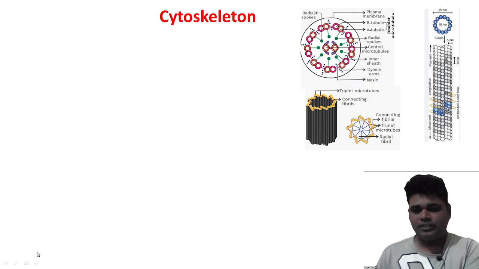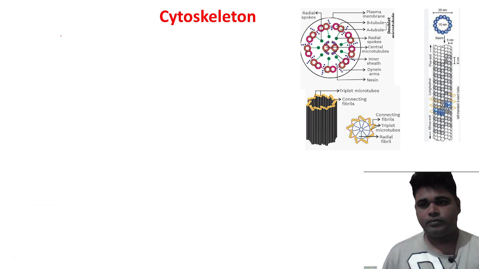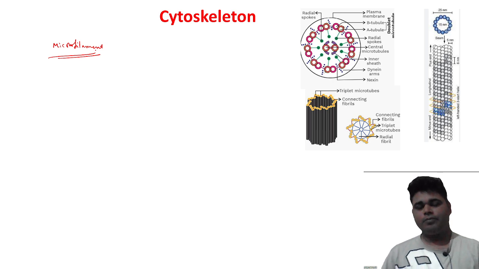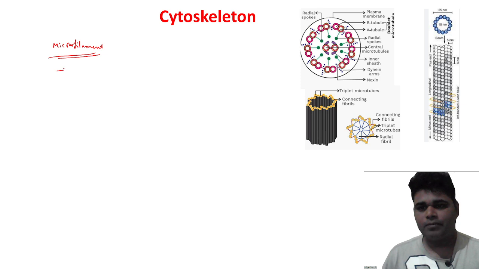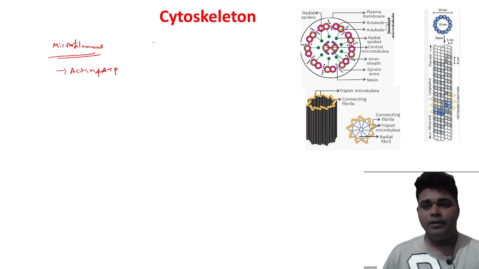The second cytoskeleton is microfilament. So now the microfilament, here the component of the microfilament is actin plus ATP. Actin plus ATP. But in the microtubule, the main component was tubulin plus GTP plus magnesium.